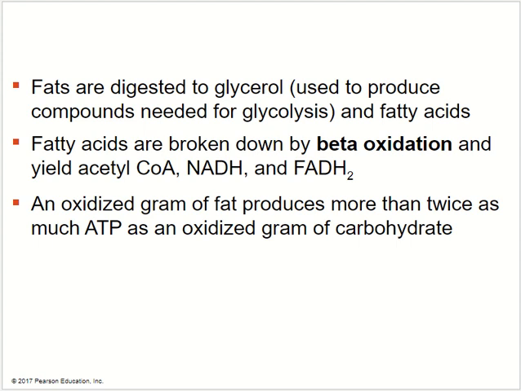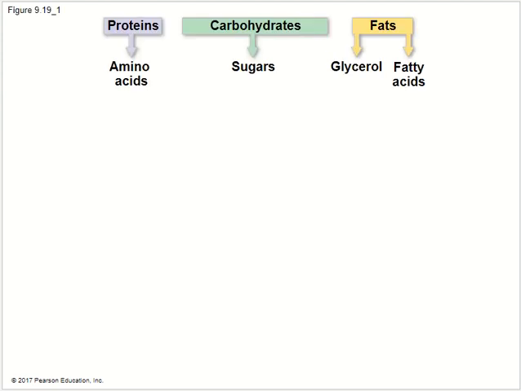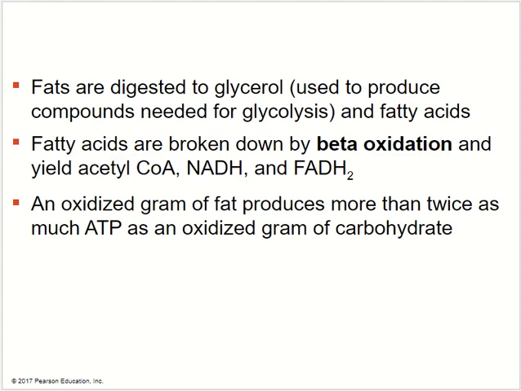Fatty acids are broken down by beta oxidation to yield acetyl-CoA, coenzyme A, NADH, and FADH2. An oxidized gram of fat produces more than twice as much ATP as an oxidized gram of carbohydrate. Something that should be noted is that even though fats can produce about twice as much ATP as burning carbohydrates, it takes more energy to get that process to occur.